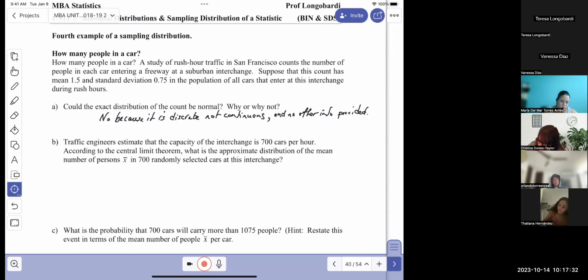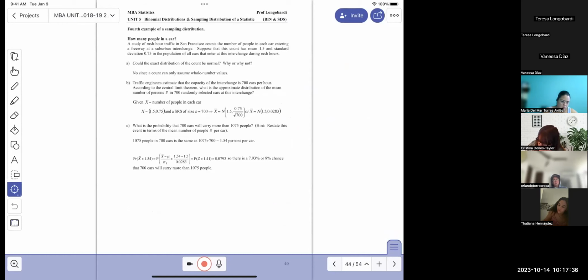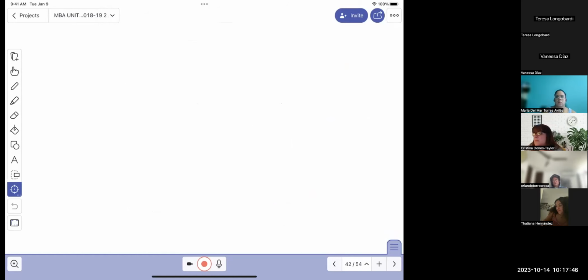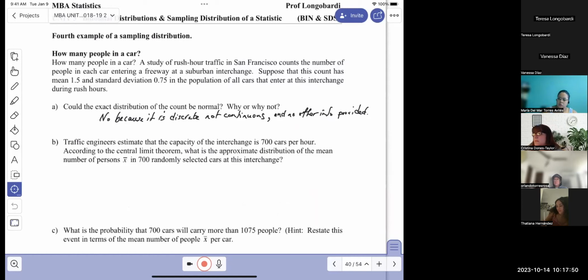What did I say in the answer? Let's see. No, since count takes whole number values. Yeah. But that's what I'm getting at. That is discrete, not continuous. Should I continue?